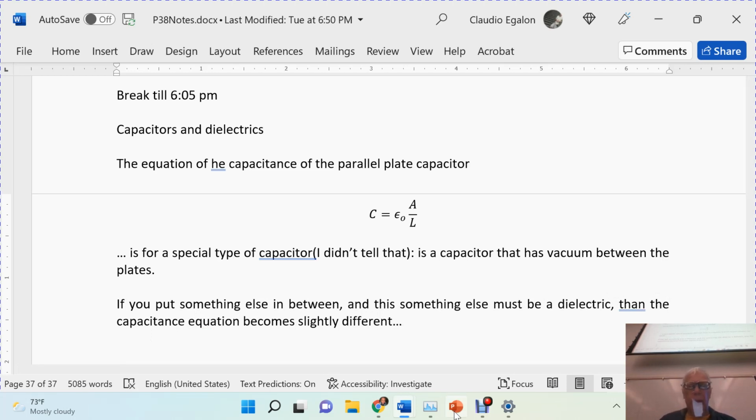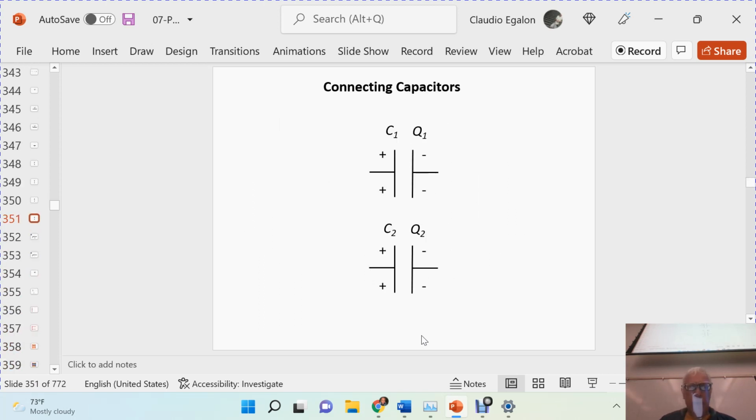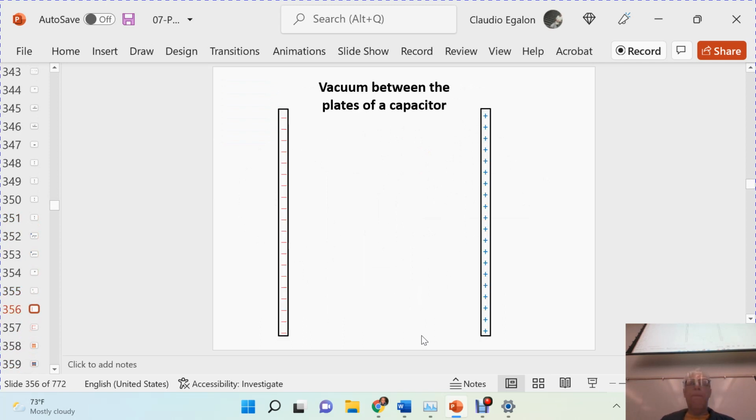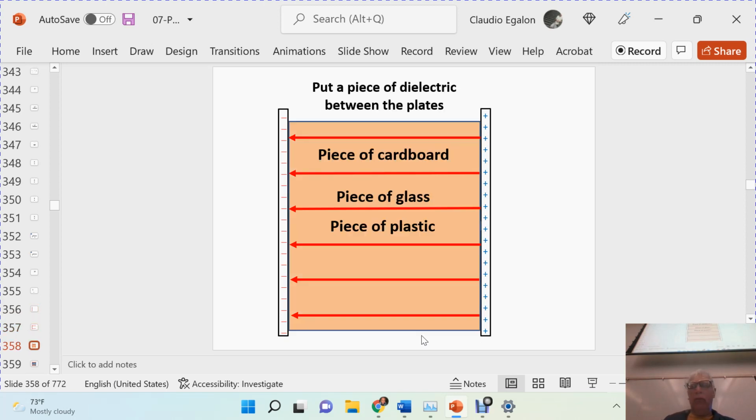Okay, so let's take a look. So here you go. Vacuum between the plates of a capacitor, nothing in there, and that's the capacitance. Is that equation that you saw? Epsilon naught A over L. Okay. So here you go. Vacuum between the plates of a capacitor. We have this electric field. What if you put something else there in between? Can be a piece of cardboard, a piece of glass, a piece of plastic, can be air, okay? When you do something like that, something else happens.